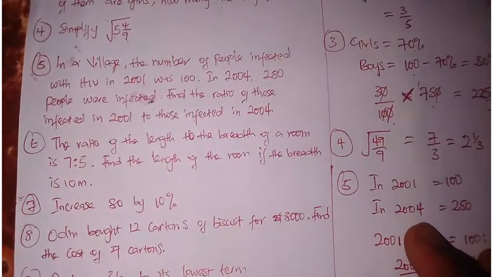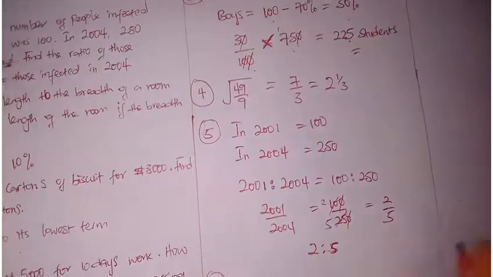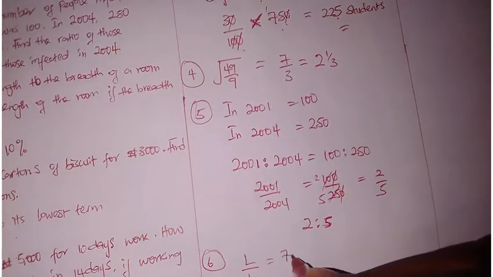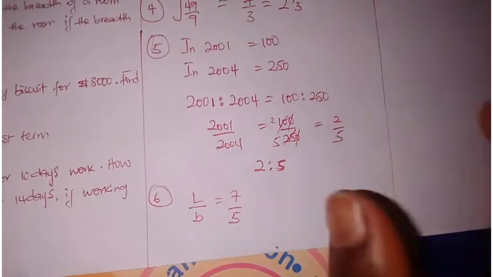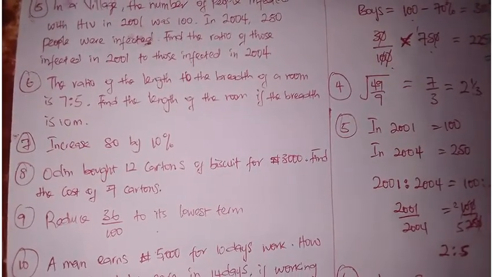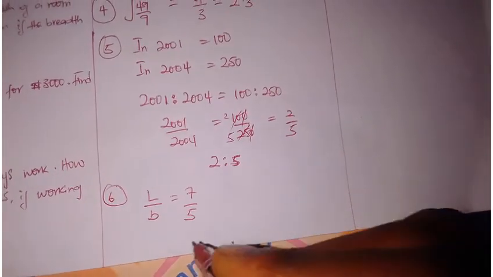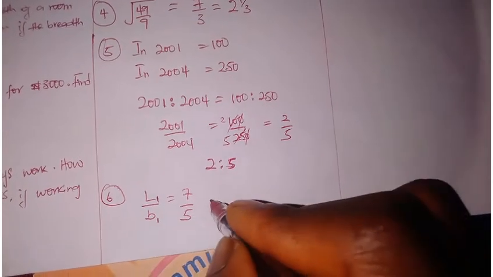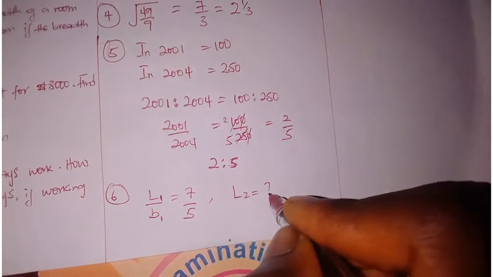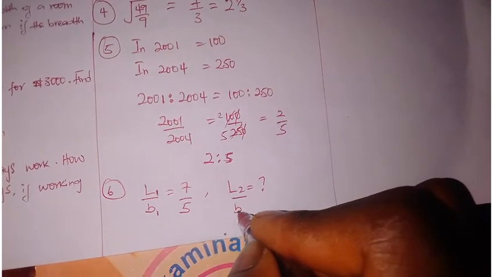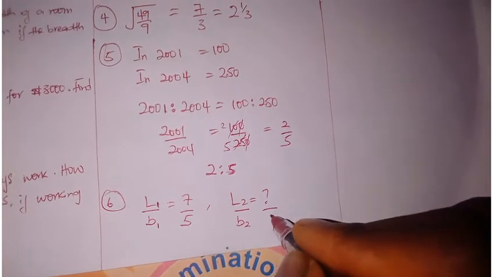Okay, so for number 6 question, we have the ratio of the length to the breadth of the room is 7:5. The length to the breadth is 7:5. Converting it straight up, I have it as 7 over 5. Okay. Find the length of the room if the breadth is 10 meter. So let's just classify this as first length, first breadth. Then second length is what I'm looking for. Second breadth is what I was given, which was 10.